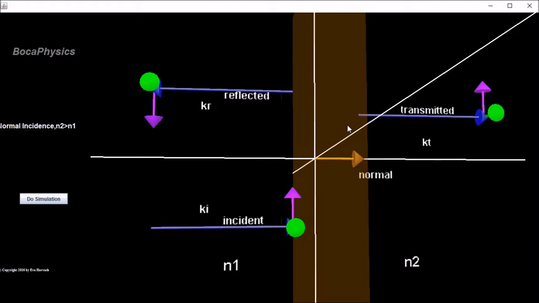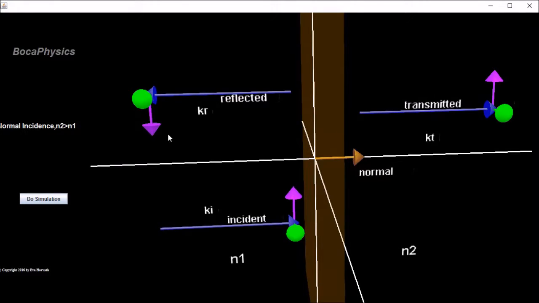Here we see the wave vectors, the electric field vectors, and the magnetic field vectors for the case of normal incidence and N2 greater than N1. As always, purple represents the electric field, and green represents the magnetic field. Notice the magnetic field vectors point in the same direction, but the electric field, due to the reflected wave, points in the opposite direction from both the incident and transmitted waves.